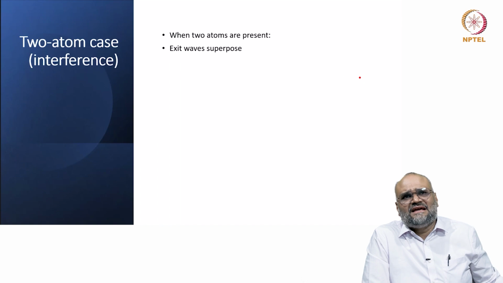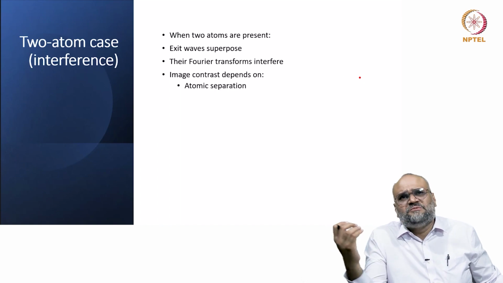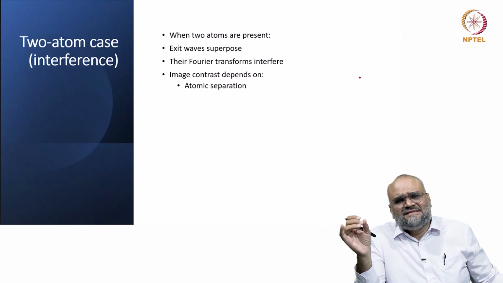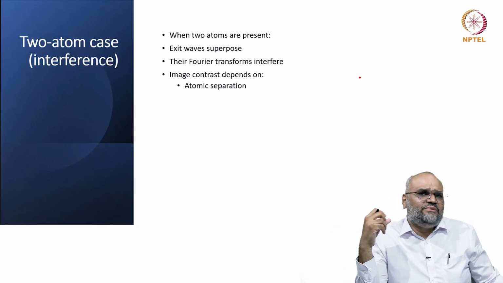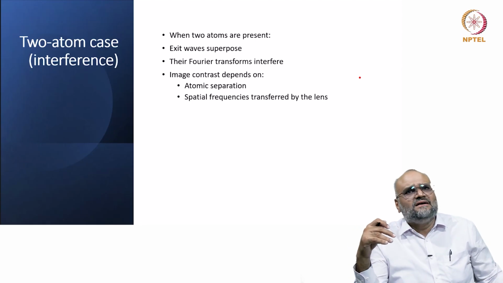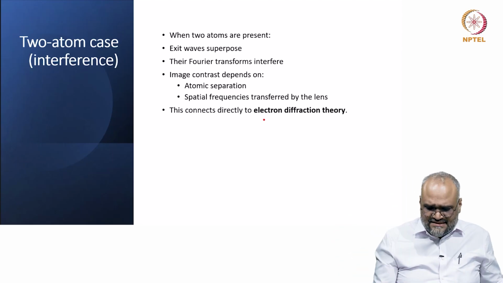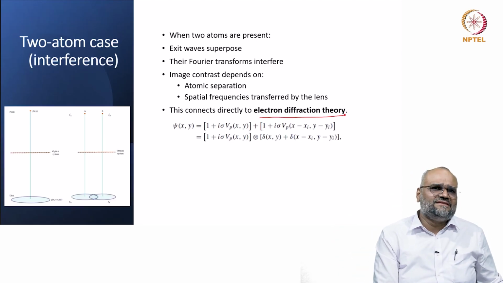you can start with the simplest case where you have two simple atoms, and when you superpose these exit waves from these two, the contrast then depends on the atomic separation. This can be bridged with the classical Young's double slit experiment that you learnt, and the spatial frequencies are transferred by the lens. This also directly connects to your electron diffraction theory.